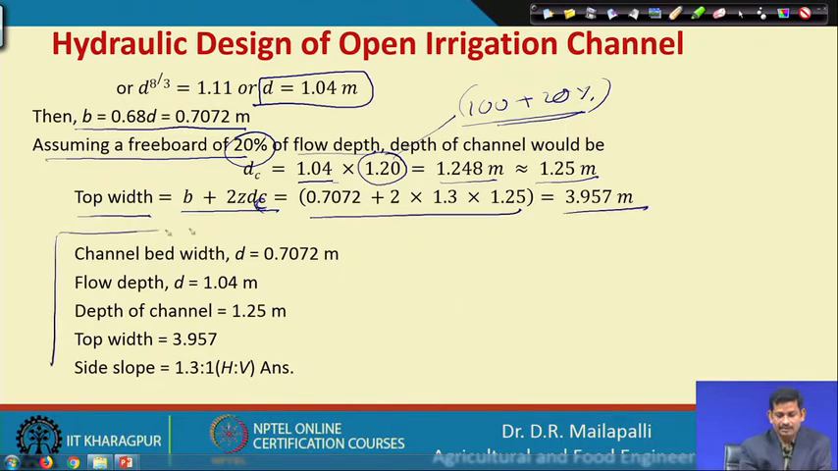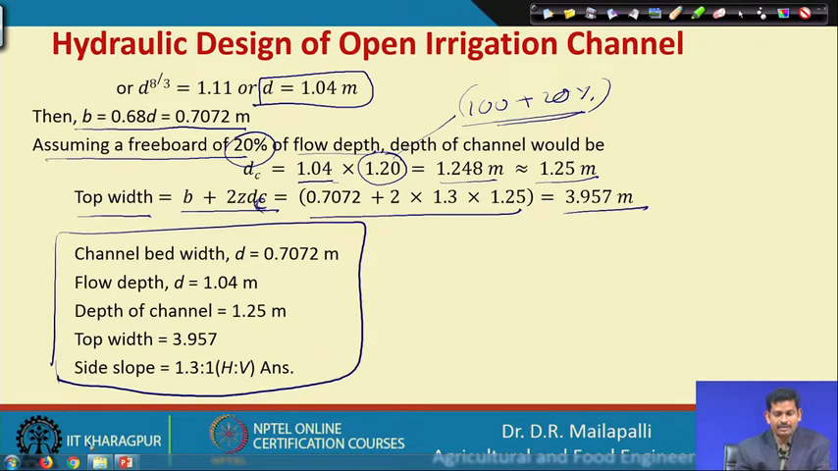So, finally, the dimensions of the channel: flow depth, depth of channel, top width and side slopes. Okay, so this way you have to design the channel.